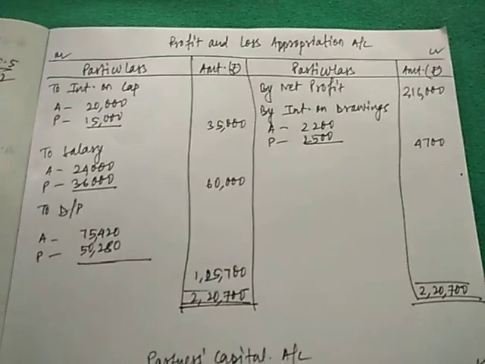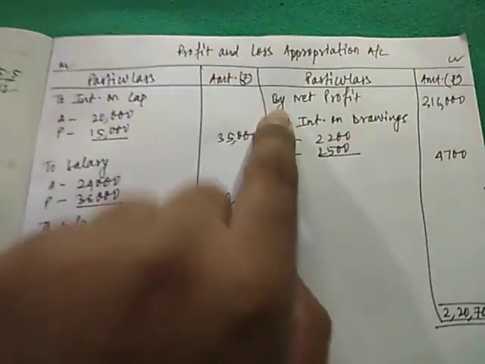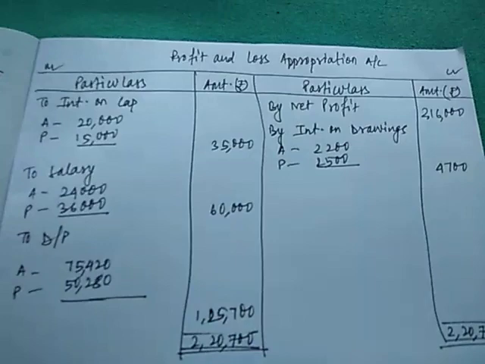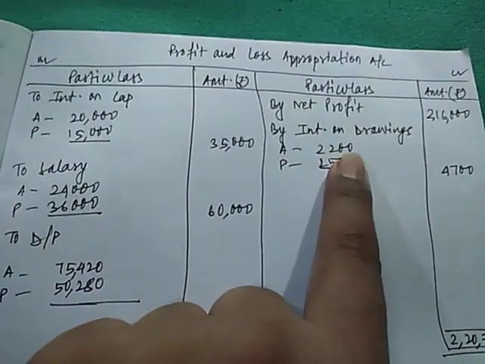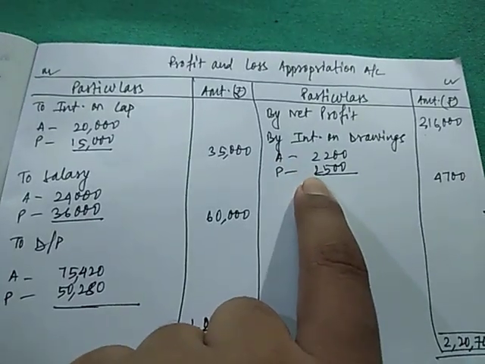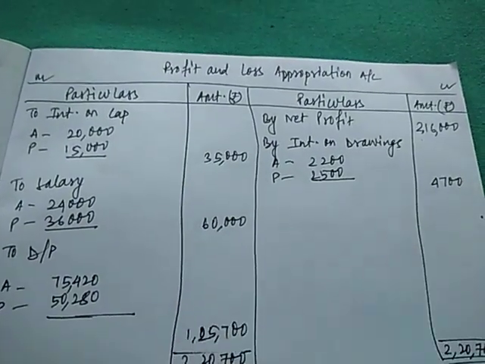You can see the format of the PL appropriation account. On the credit side, it is written by net profit, rupees 2,16,000. Thereafter, we have also mentioned the interest on drawings there, 2,200 of A and 2,500 of P. This adds up to 4,700.